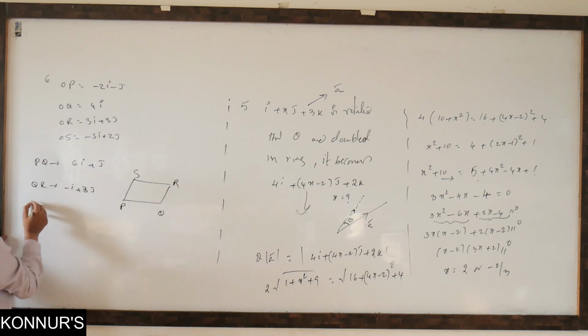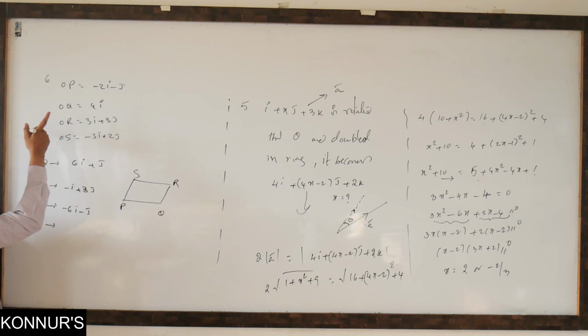PQ, QR, RS. OS minus OR, minus 6i minus j. SP, OP minus OS, i minus 3j.